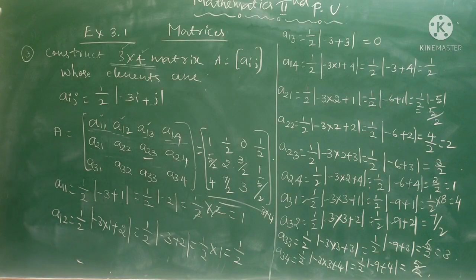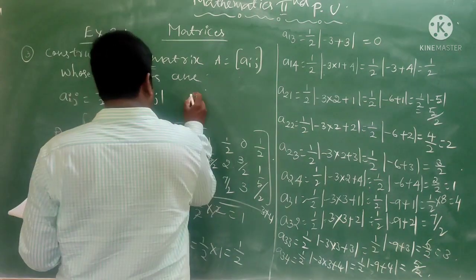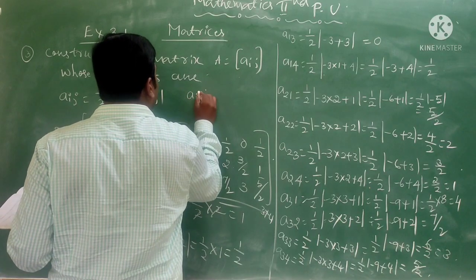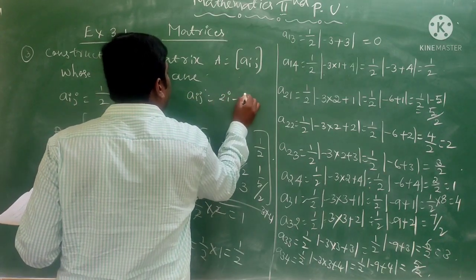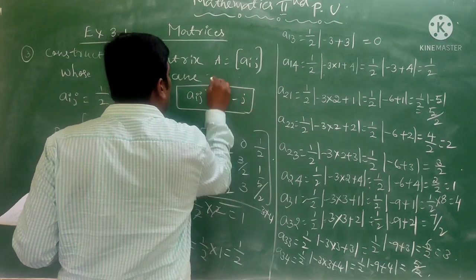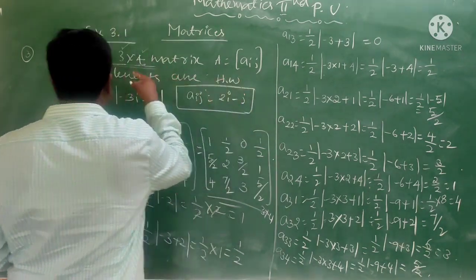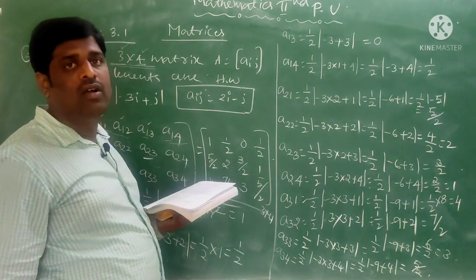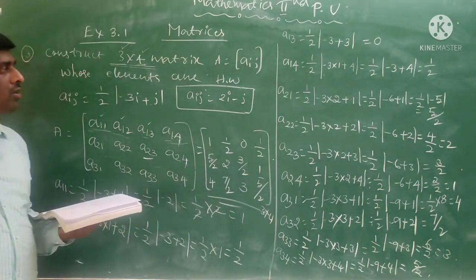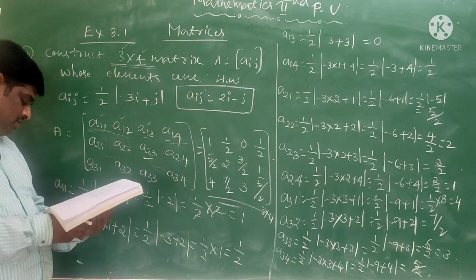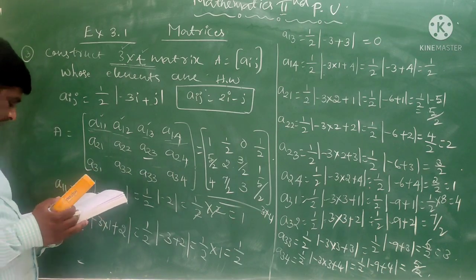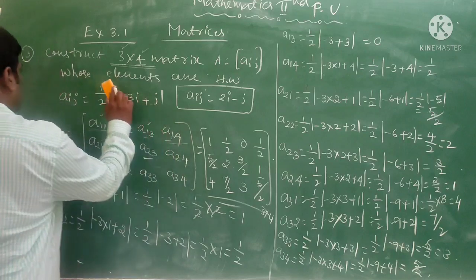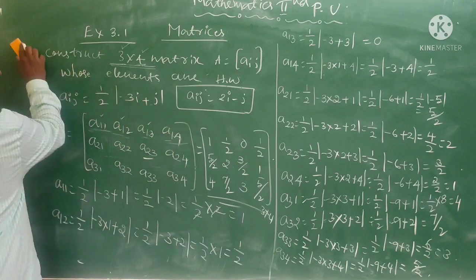So similar problem I will give you as homework, that is Aij is equal to 2i minus j. This is homework, same. So that is a 3 cross 4 matrix. You can do it yourself and you have to send it to me through WhatsApp. I think all of it is clear.